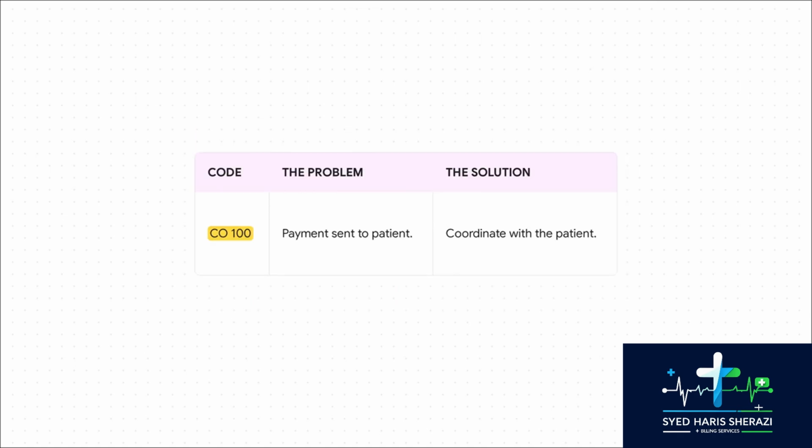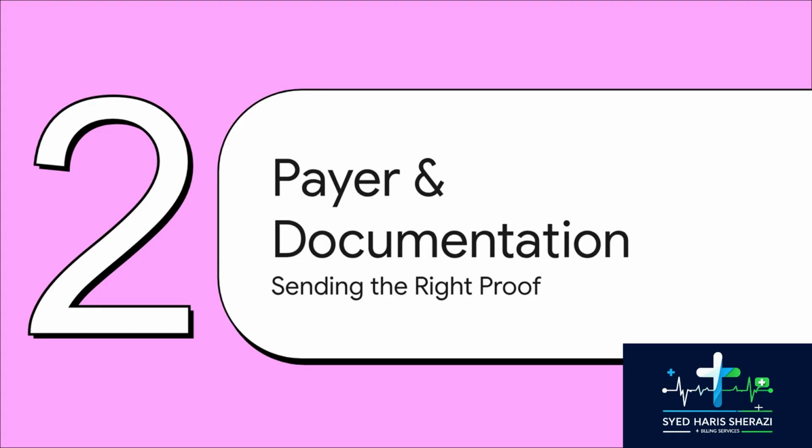And then there's CO 100. This one is always so frustrating, isn't it? The payer sends the check directly to the patient. So solving this isn't really about fixing a code on a claim. It's about picking up the phone. Your very next step has to be coordinating with that patient to get that payment. It all just boils down to communication. All right, let's keep moving.